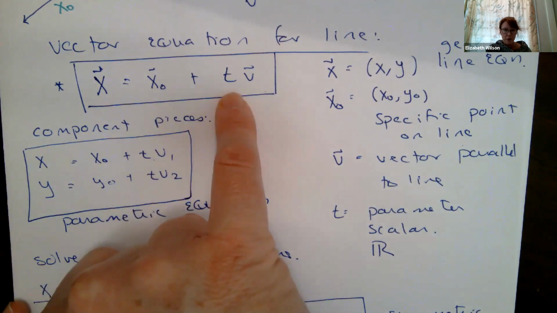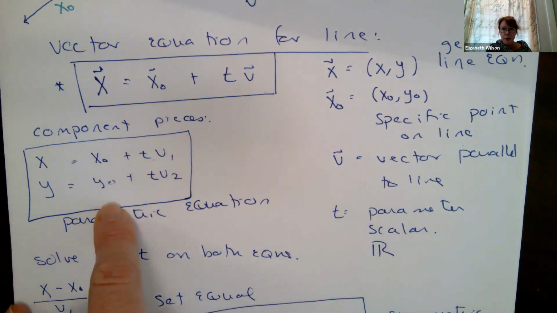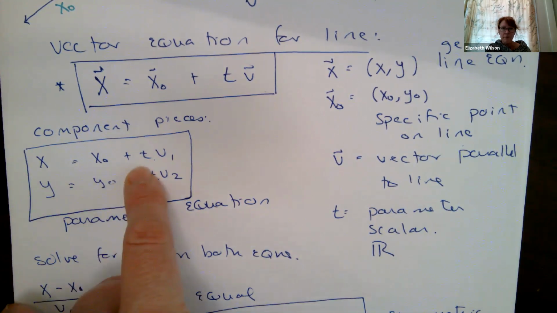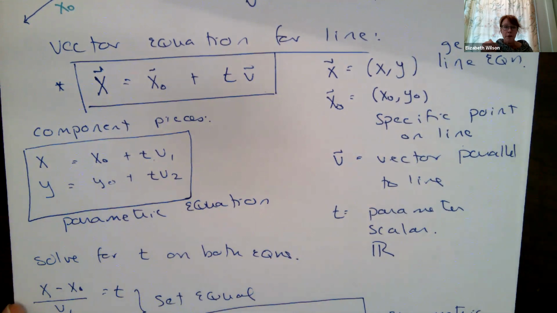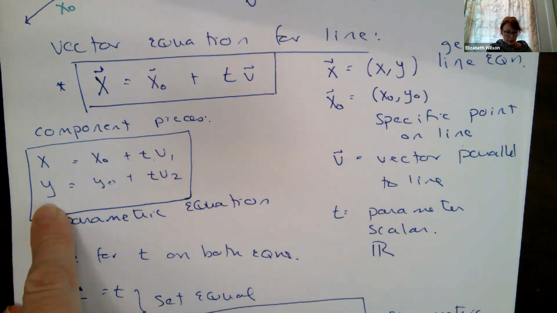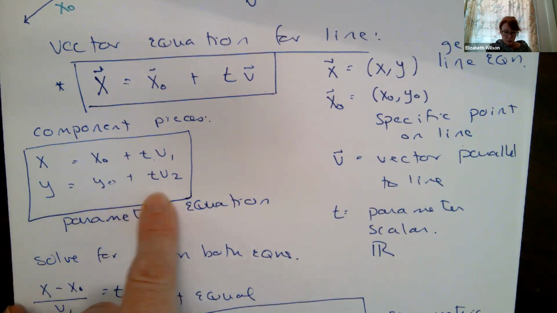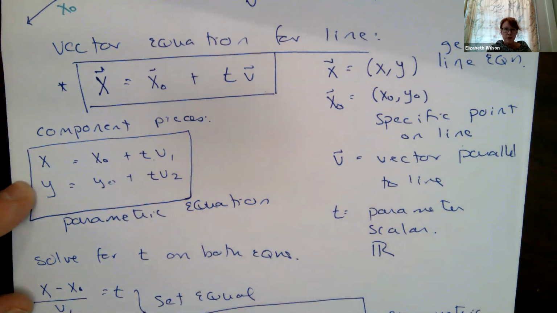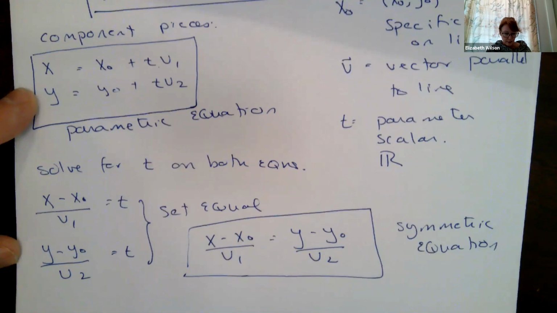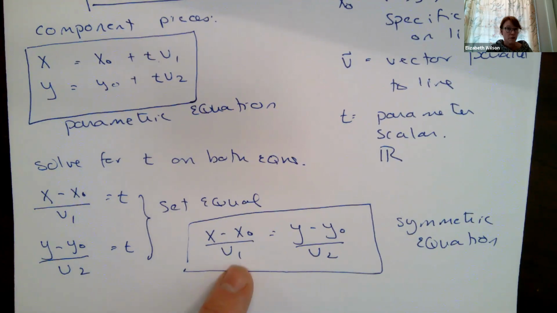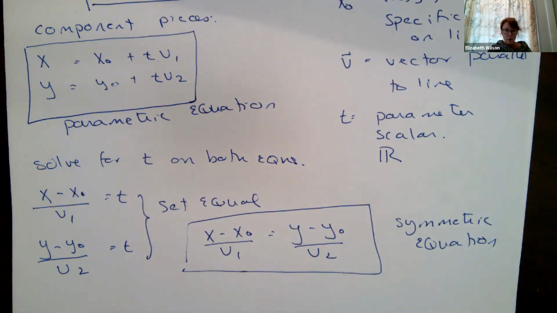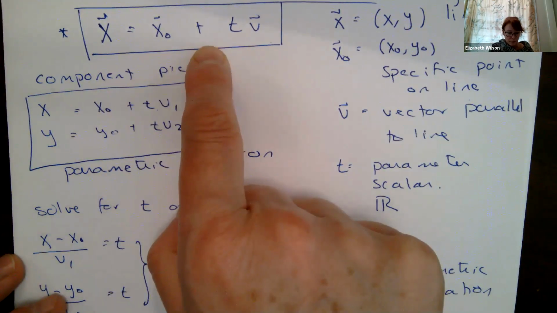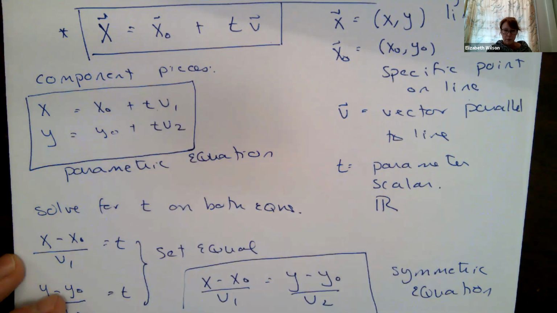I take my vector equation and break it down into component pieces. So x is x naught plus t v1, where v1 is the x component of my vector, and y is y naught plus t v2, with the same t in both of these. Which means I can take these equations, solve for t in each, and then set them equal to each other to get what we call a symmetric equation. All 3 of these equations are essentially just different ways of representing our vector equation. So we'll want to be able to think about that.